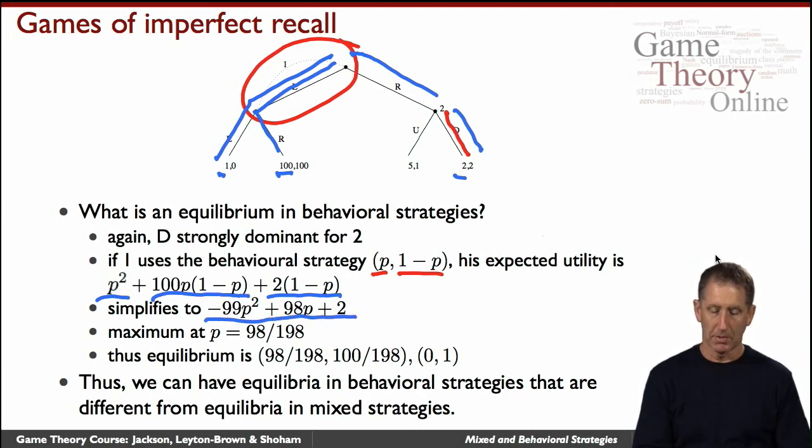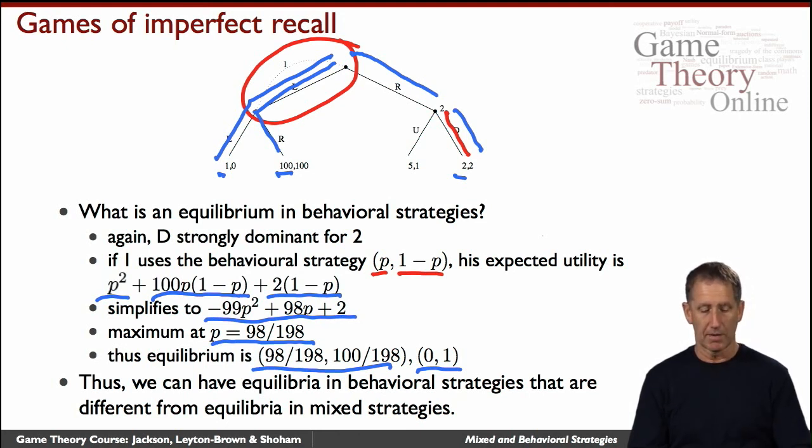And we simply look at the maximum of this equation, and the maximum is arrived at this value. So with probability slightly less than half, they go left, and slightly more than half, they go right. That is player 1. And so we end up with this equilibrium where player 1 randomizes this way and player 2 plays down with probability 1. So we see that the equilibria with behavioral strategies, when we have imperfect recall as we have here, can be dramatically different than the equilibria with mixed strategies.